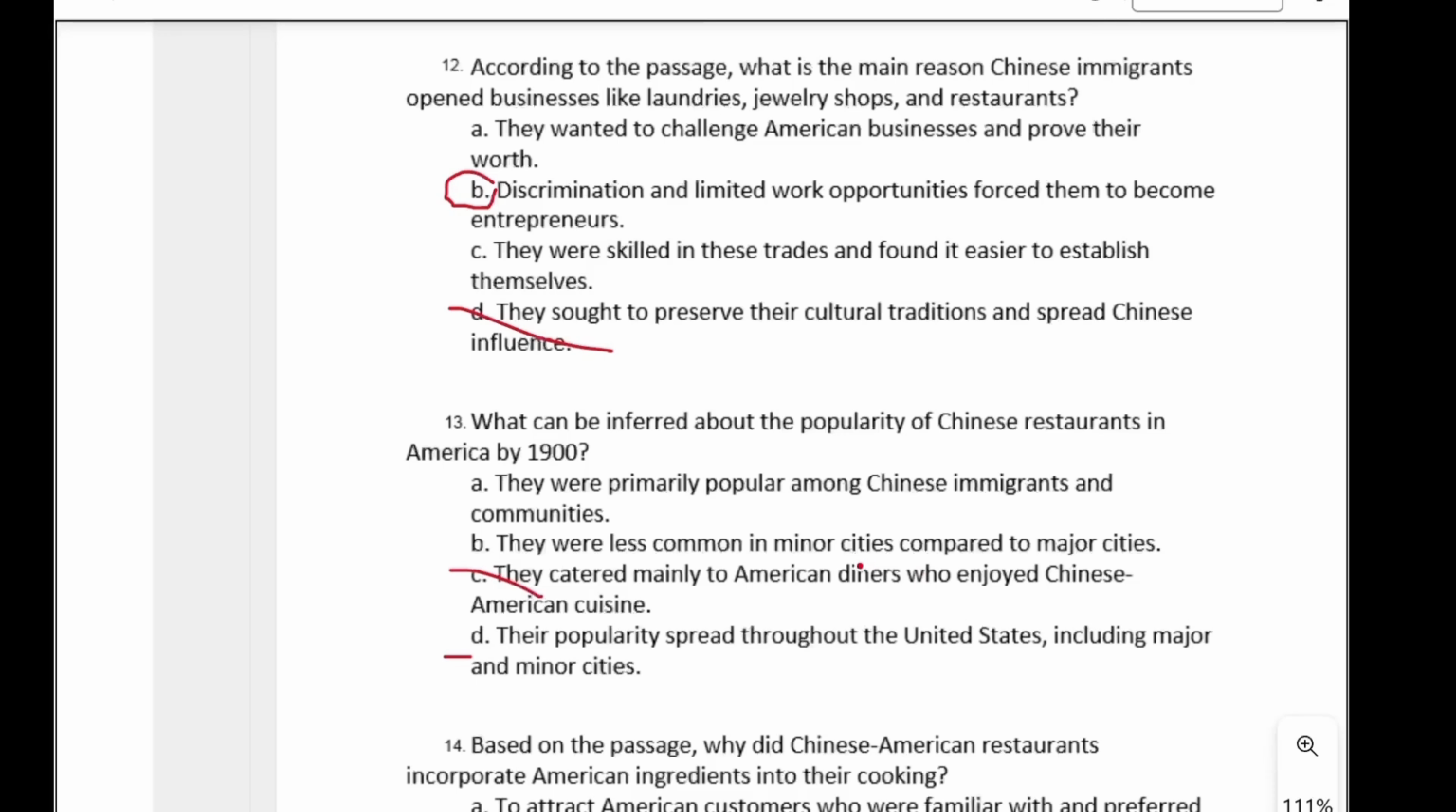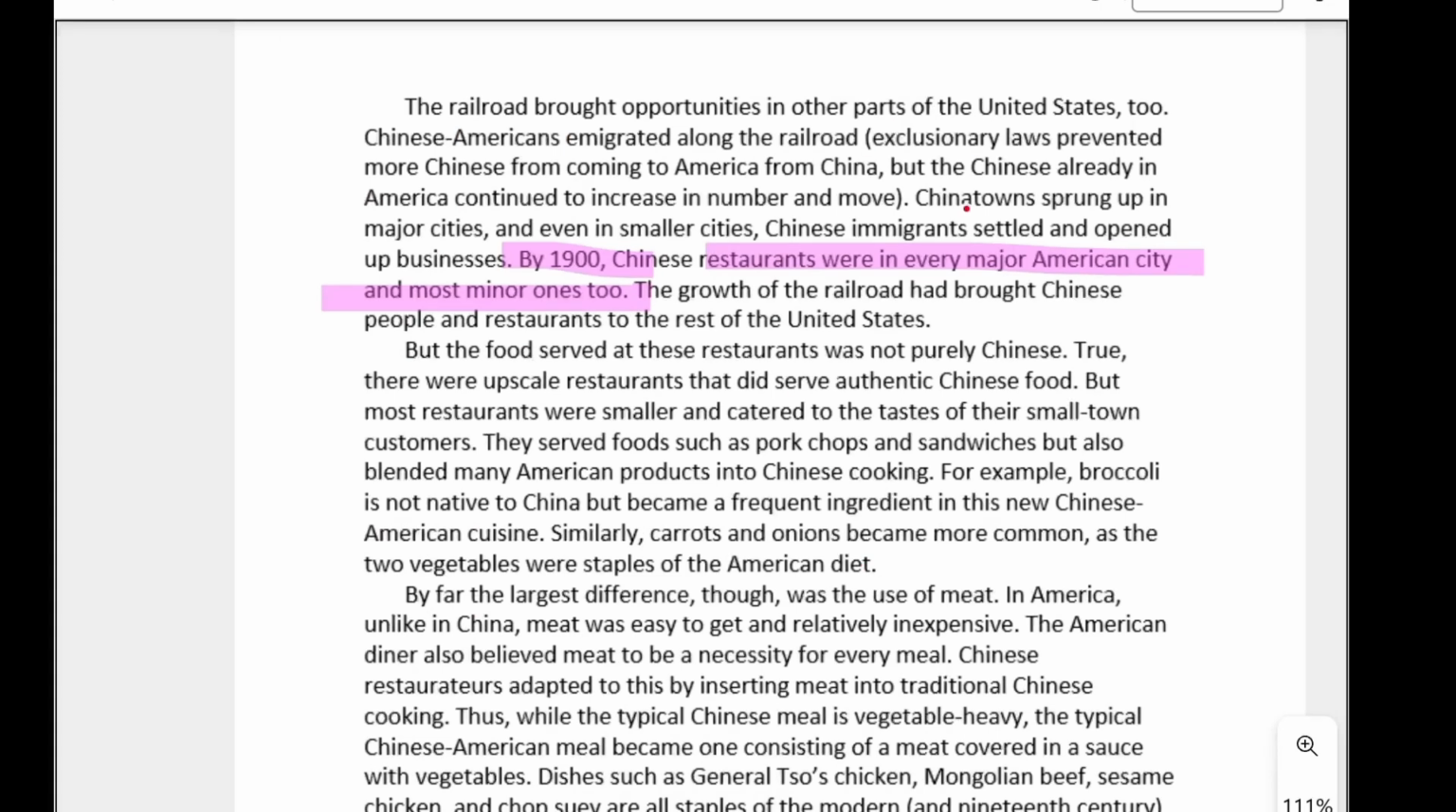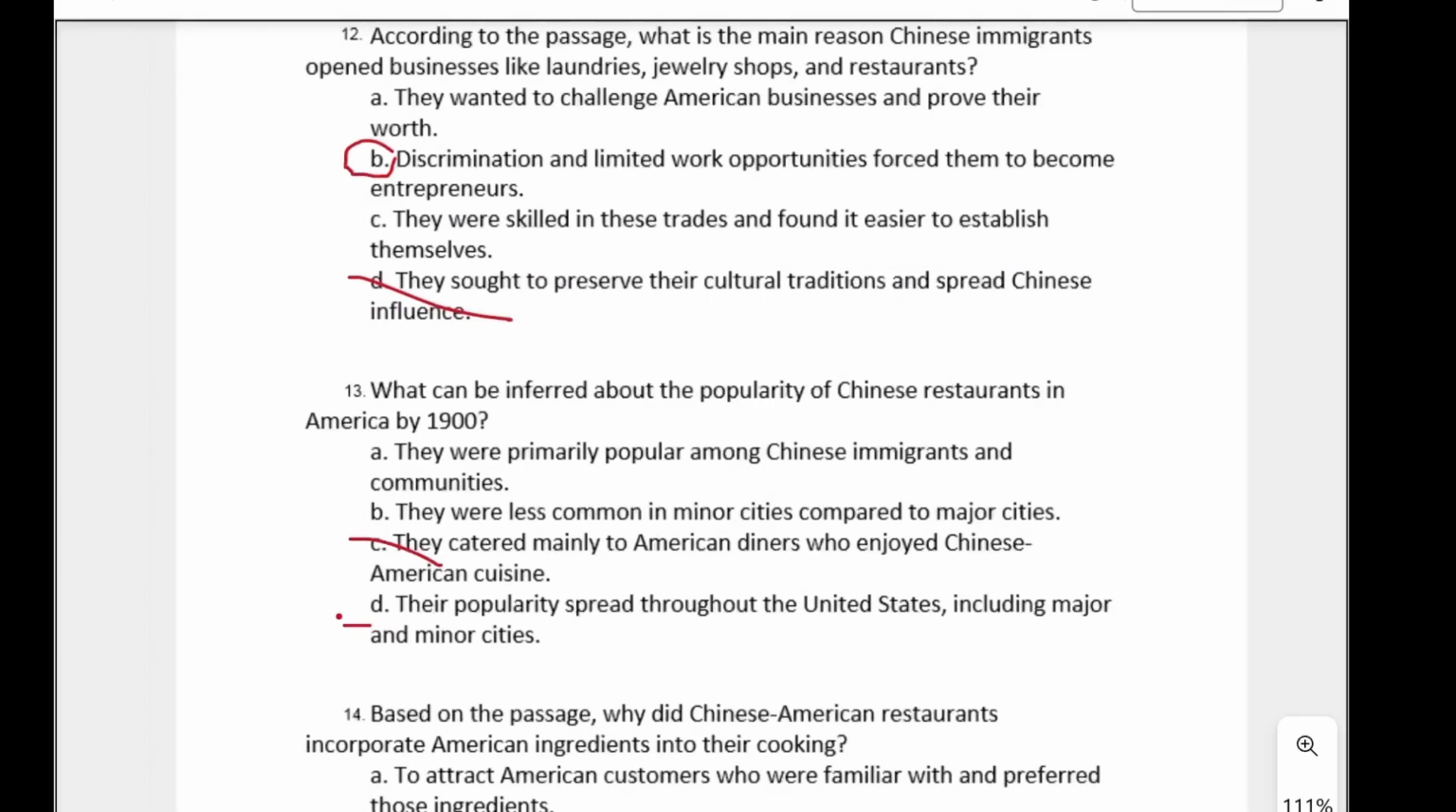They were less common in minor cities compared to major cities. We know that's false because in fact the text says that they were in every major American city and most minor ones. While they're comparatively less so, they're still very prevalent in both areas. So D is still looking like the only option. And then it doesn't really talk about Chinese immigrants and communities like them. In fact, it does talk about how it's quite different from Chinese food because it's incorporating American food. So the answer would be D.